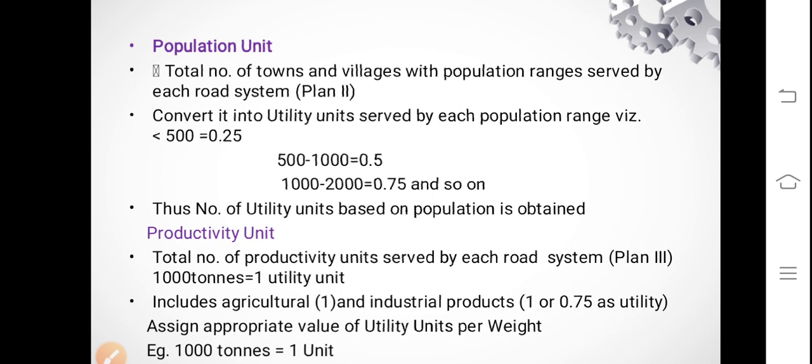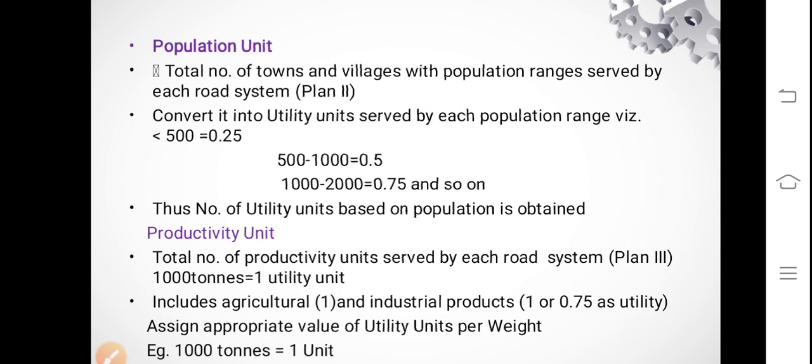How many towns and villages are served within this particular population range? For example, you consider a total area of 15,000 square kilometer. In that, various groups of population may be residing, say less than 500, 500 to 1000, 1000 to 2000, 2001 to 5000, 5001 to 10,000, 10,000 to 20,000, 20,000 to 50,000, 50,000 to a lakh, and more than a lakh.